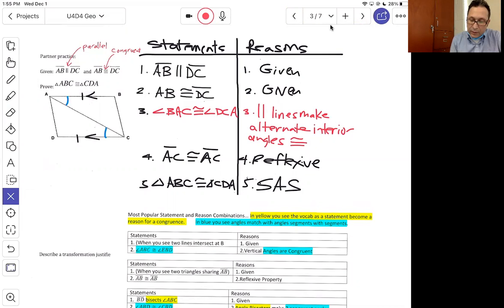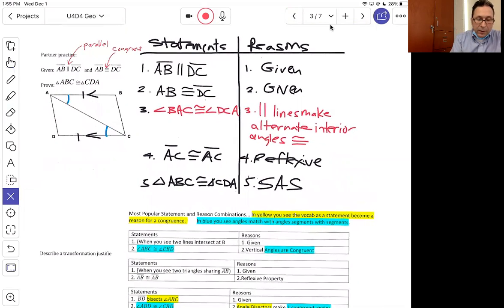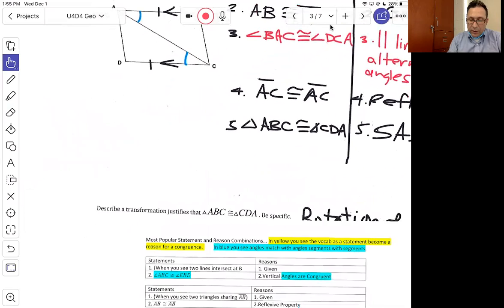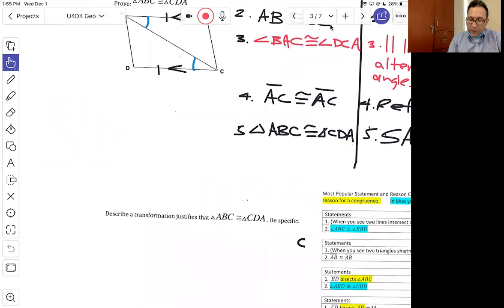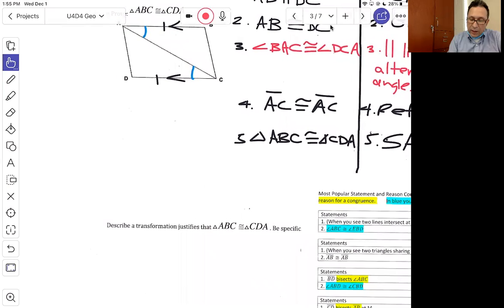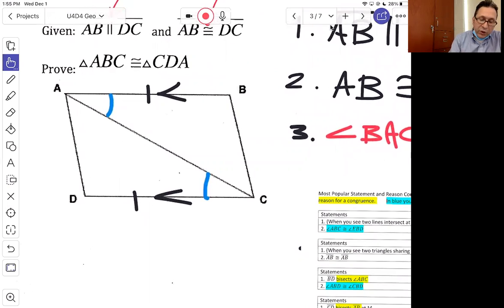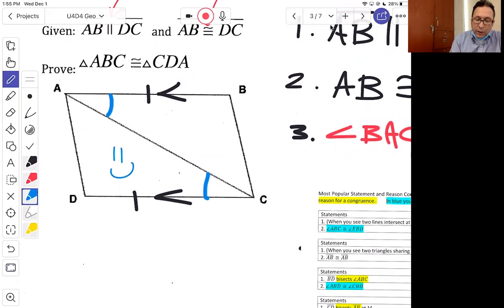And move on to the next part of the question, which is to describe a transformation that justifies that the triangles are congruent to each other. So this is just taking you one step forward by reviewing something that we covered before, what type of transformation could make one triangle become the other. And it says to be specific.